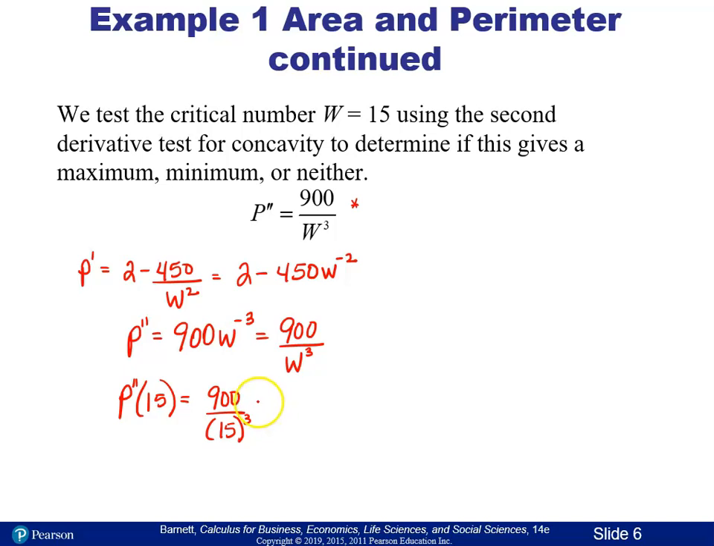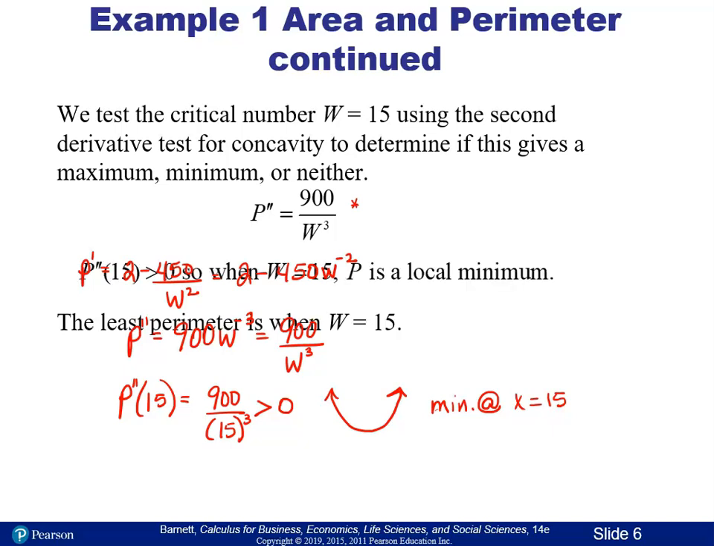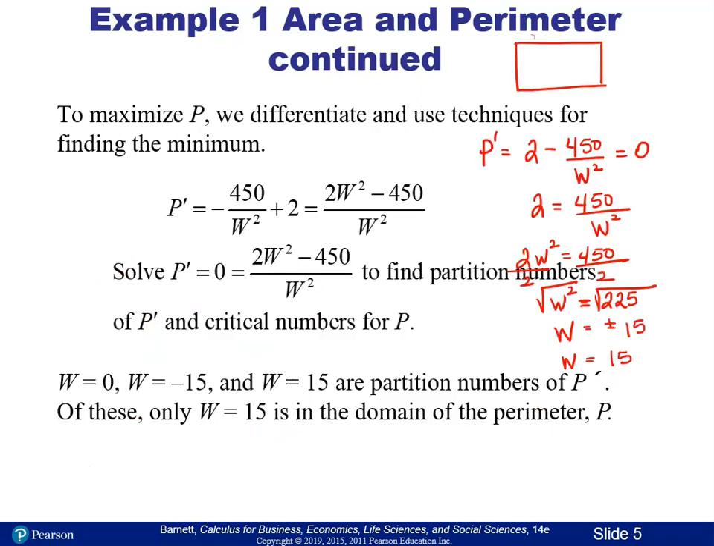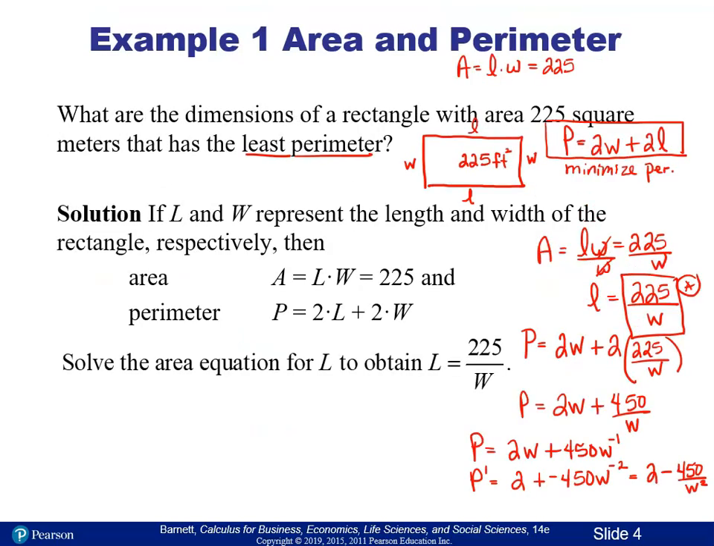Okay, and so this is definitely a positive number. So if my second derivative is positive, that means my function is concave up. So what I've shown here is that I do in fact have a minimum that's occurring at x equals 15. Okay, on these problems, we definitely want to make sure that we go back and look at what the question is actually asking once we've gone through this.